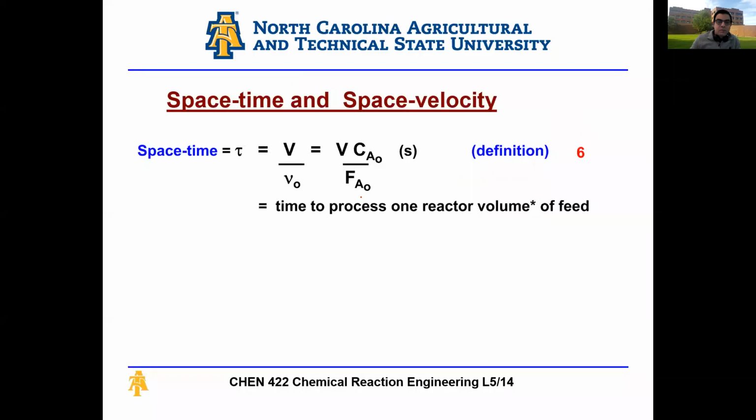Okay, so at this point, I'm going to stop and introduce two concepts. The first one is called space-time. The second one is called space velocity. These are very commonly used terms when dealing with continuous reactors, so please be aware of them. First one is space-time. The symbol I use for space-time is tau, and space-time is basically V over small v naught.